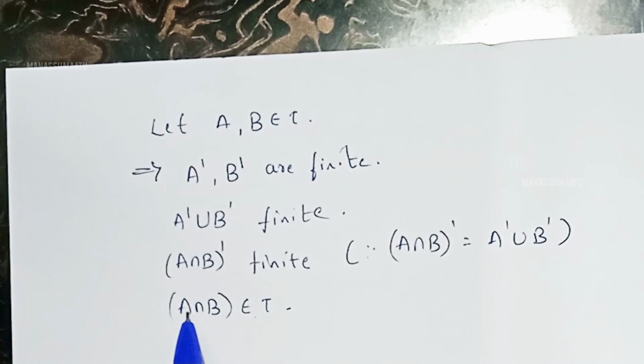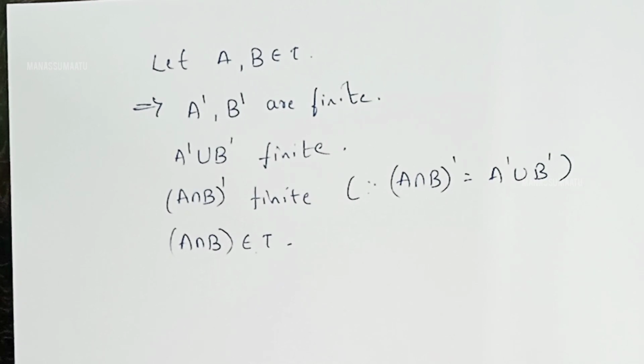This proves that the intersection of any two members of tau is a member of tau. Therefore, the finite intersection of members of tau is a member of tau, since here A and B are arbitrary sets, right? That's why, by the above three results, we can tell that the tau defined above is a topology on capital X. This topology is called the finite complement topology on X, or Zariski's topology on X.